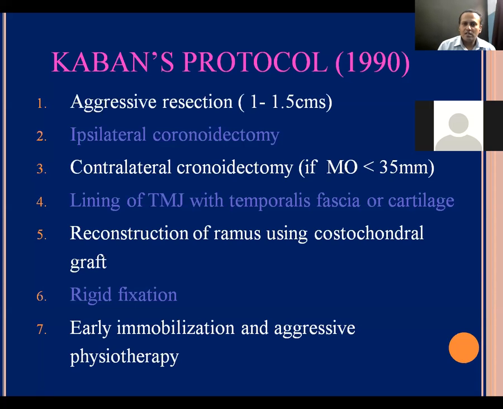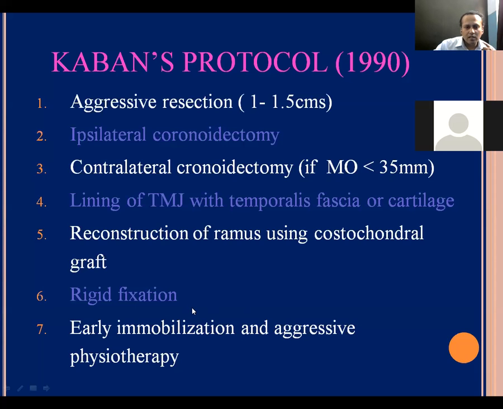First is aggressive resection and ipsilateral coronoidectomy. If mouth opening is less than 35 mm, then contralateral coronoidectomy. Then we place a material in between the TMJ, like in between the ramus and the glenoid fossa. Then reconstruction of the ramus. Now there is no ramus, so the ramus is reconstructed, because the condyle is reconstructed, with the help of a costochondral graft. We make a pseudocondyle graft.